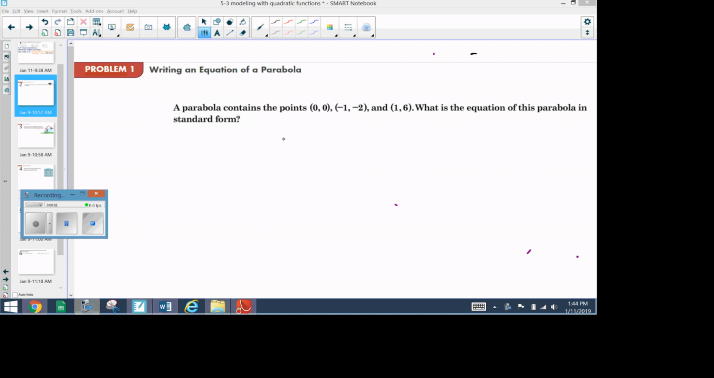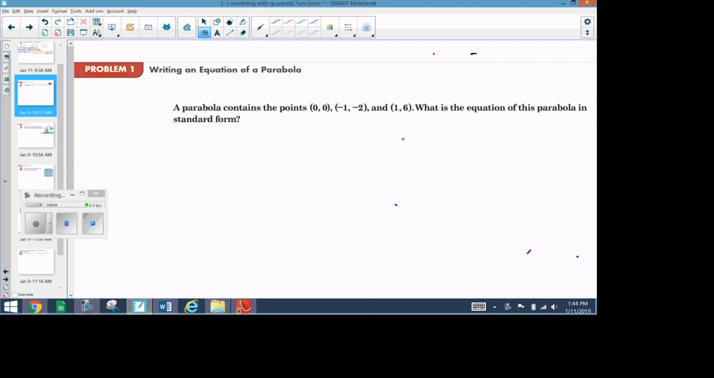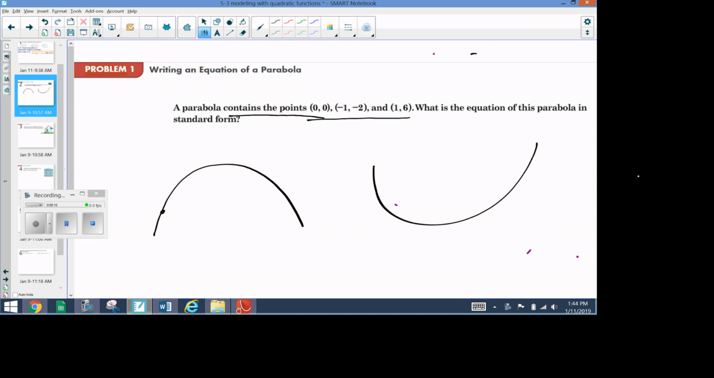It's saying that the parabola contains the points. These points are on the graph. We don't know which one, but it's a parabola for sure. It's either this one or that one. So "contains the point" means it's on it, right? There are 3 points, either this way or that way. So it's on the graph.